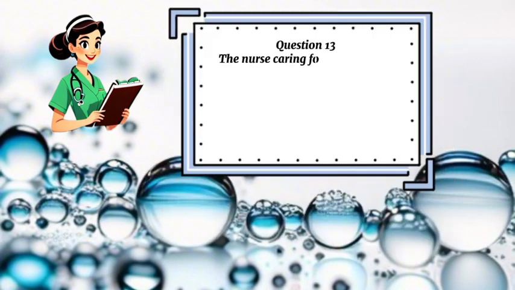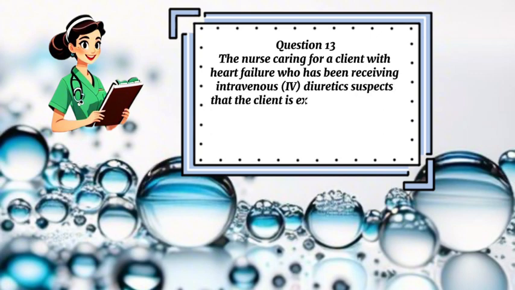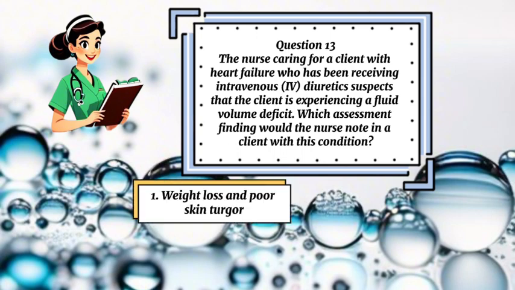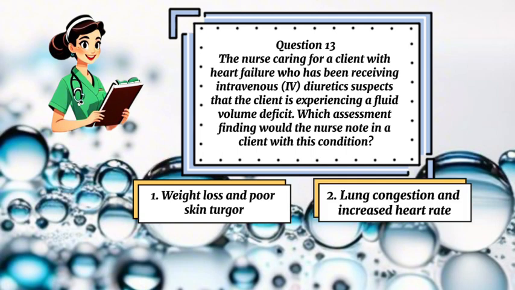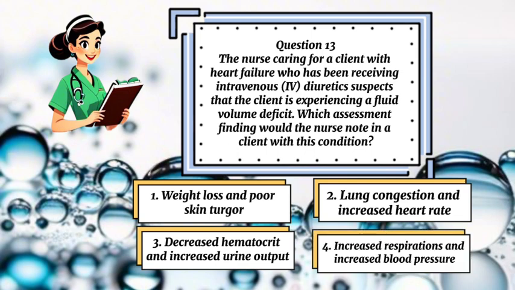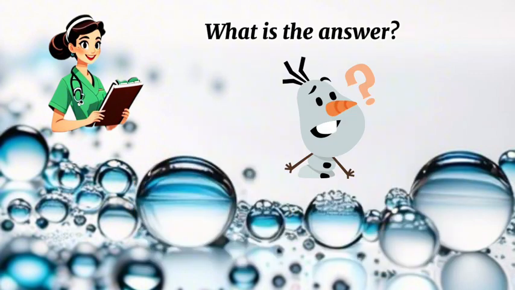Question 13. The nurse caring for a client with heart failure who has been receiving intravenous (IV) diuretics suspects that the client is experiencing a fluid volume deficit. Which assessment finding would the nurse note in a client with this condition? 1. Weight loss and poor skin turgor. 2. Lung congestion and increased heart rate. 3. Decreased hematocrit and increased urine output. 4. Increased respirations and increased blood pressure. What is the answer?